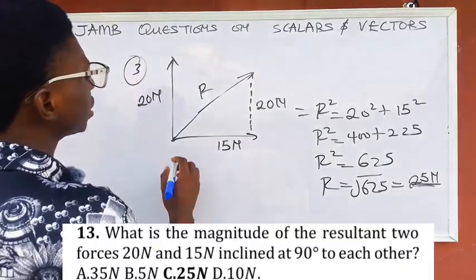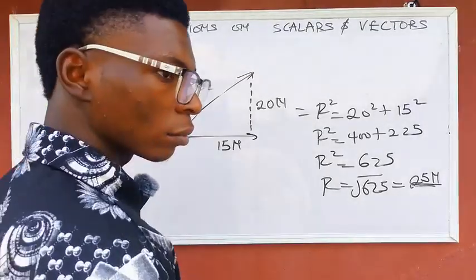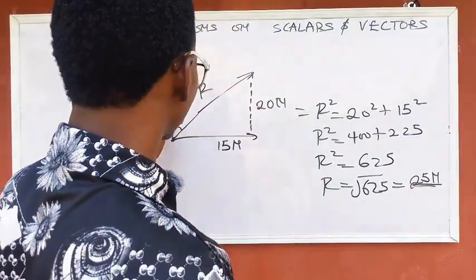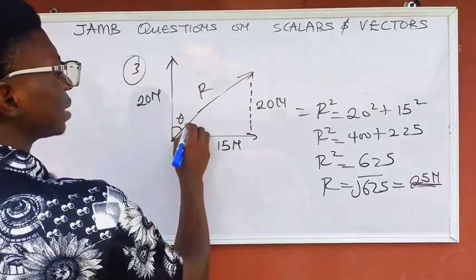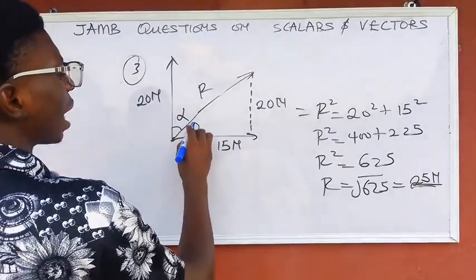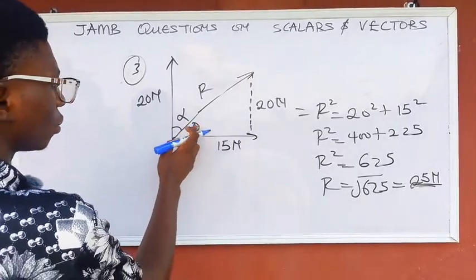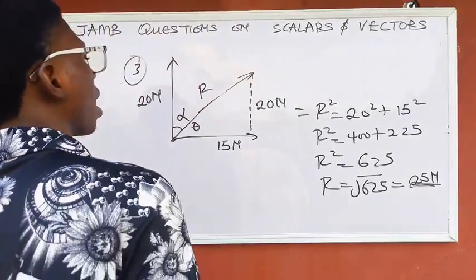So this angle will be the direction. We're going to calculate this angle and remove 90 from it to get this angle. So that will be our direction. How can we do that?